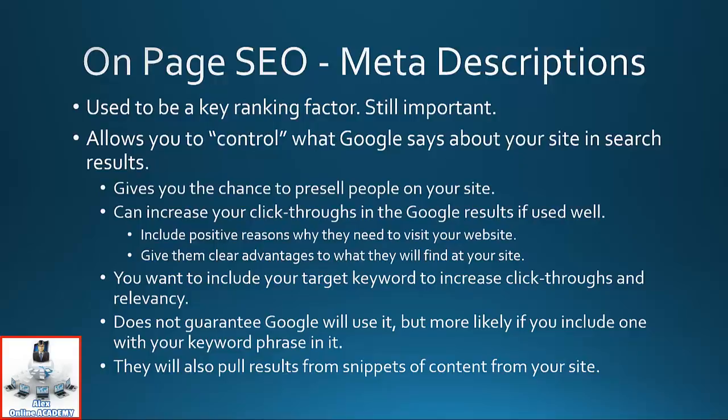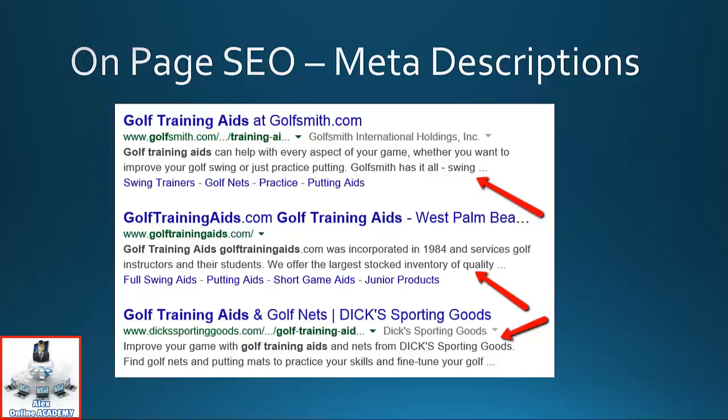They will also pull results from snippets of content from your website. It's usually not ideal for click-throughs if they pull snippets from your website, because they could pull in, let's say, the first category you have, like home, about us, contact us, and then it might say welcome to my website. Well, that's not very exciting. Whereas if you had good meta descriptions, that's going to be more exciting for people to go through.